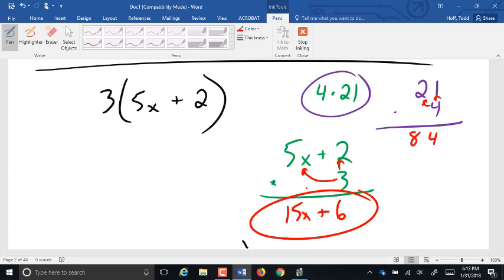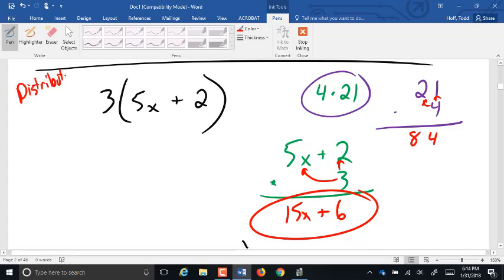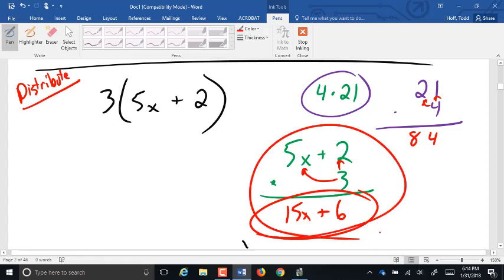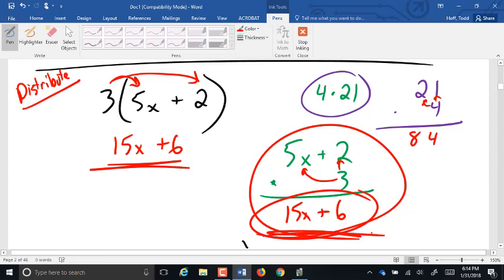Now this is something that comes up often enough that even I'm going to go to the shortcut on it. Most of you, if you saw this before in an algebra class, were taught to do something called distribute. Distributing is just a shortcut for doing this process without having to write it out. It's just the rainbows. 3 times 5x would be 15x. 3 times 2, positive 6, so plus 6. Notice it's the same answer we got here. It just took less space.